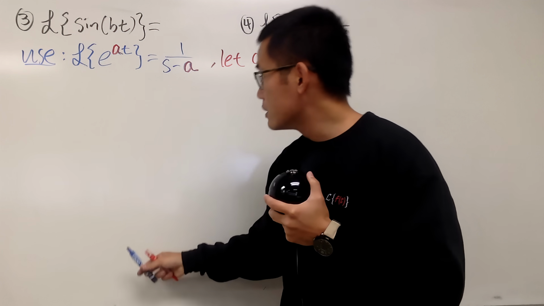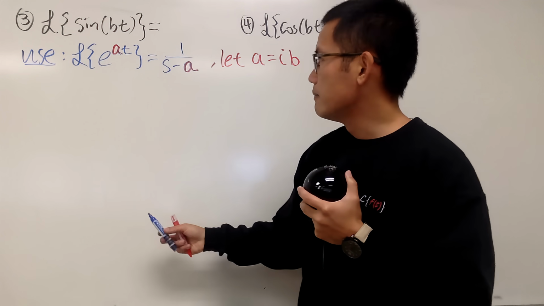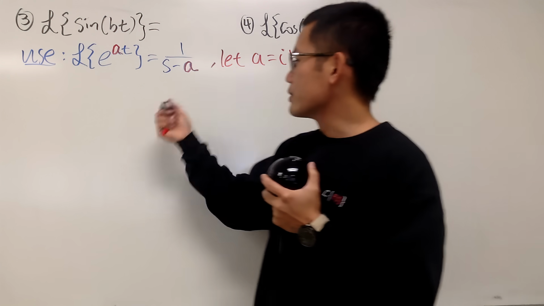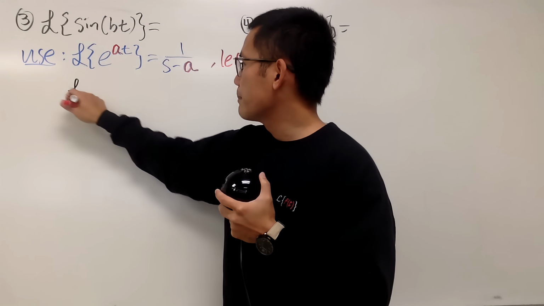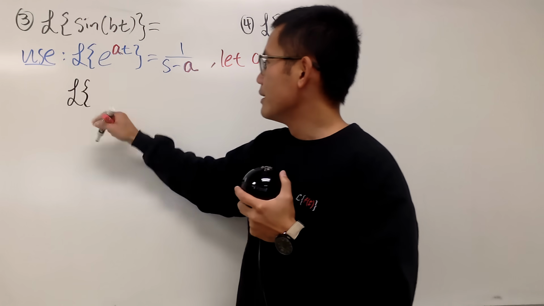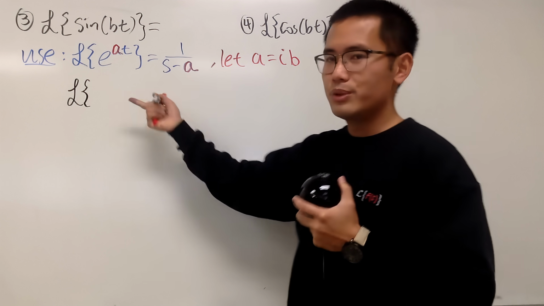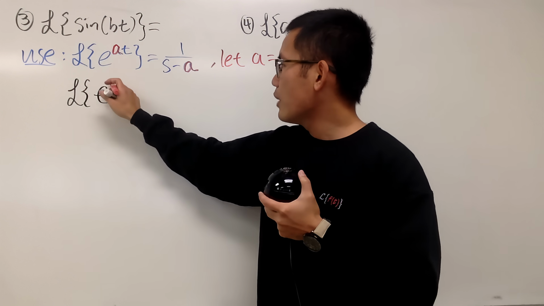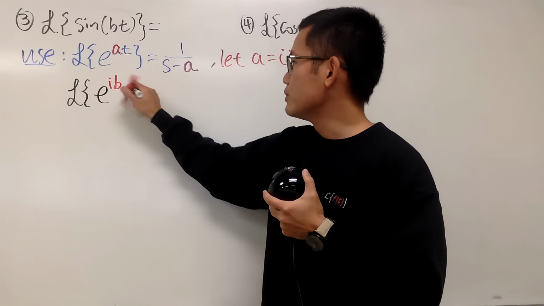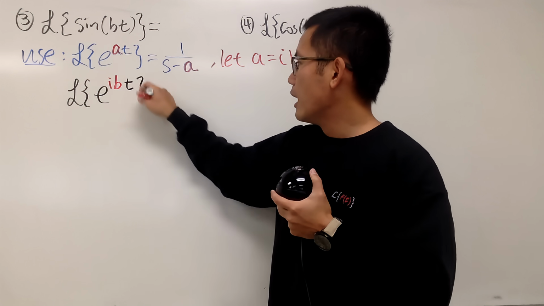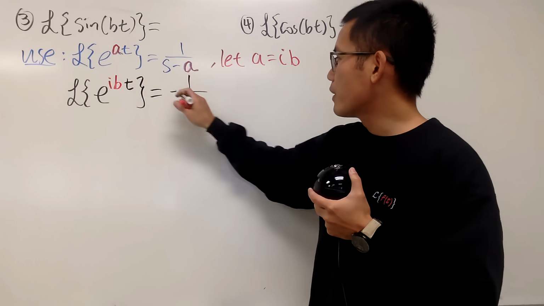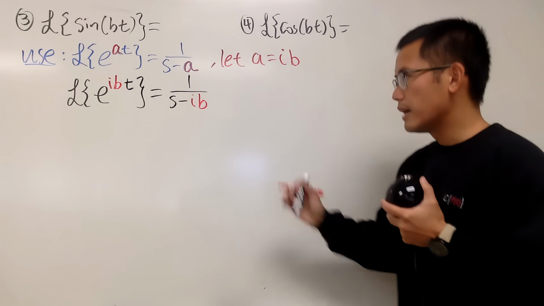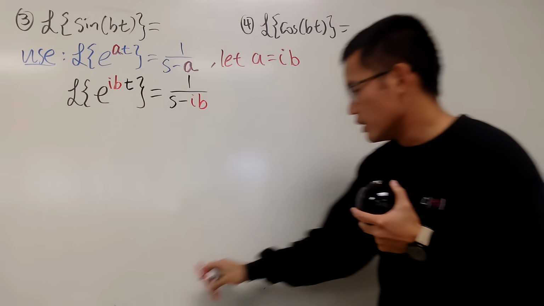So by using this, you will see that the next line we will have the following. So I will just put this down in black. So this is what we have, and now we'll just use that. Here we have the Laplace transform of e to the, and the a is now ib, and then we still have the t. And this is equal to 1 over s minus ib, like this, right? So we can just, of course, do that.